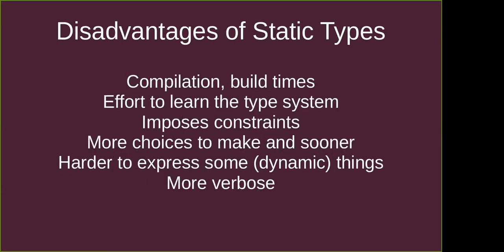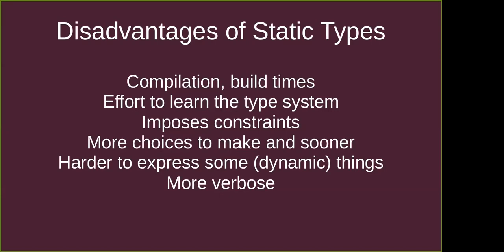Okay, so moving on to disadvantages of static types. So you have compilation and build times. Those typically go with statically typed languages. There's some effort to learn the type system and learn how to use it well. It's a new system you have to get fluent in and learn how to use. It imposes constraints to some degree. This is one of those things where you can see it as a positive or negative. In some ways, the constraints provide more clarity and structure and help the programmer, but it also can constrain in terms of what you can do.